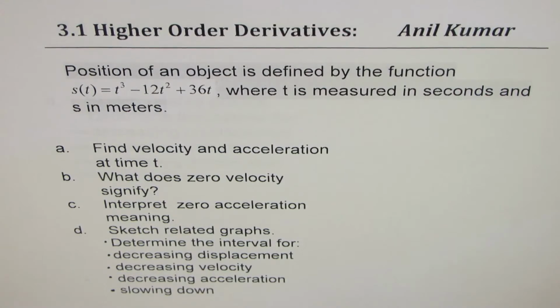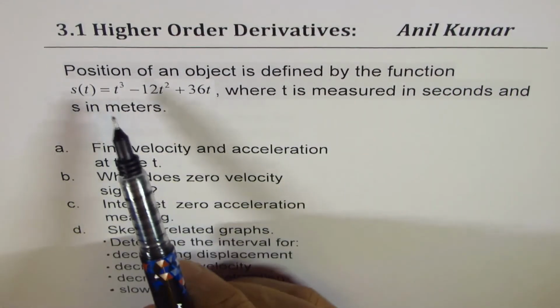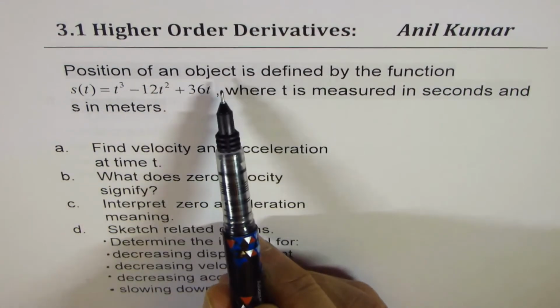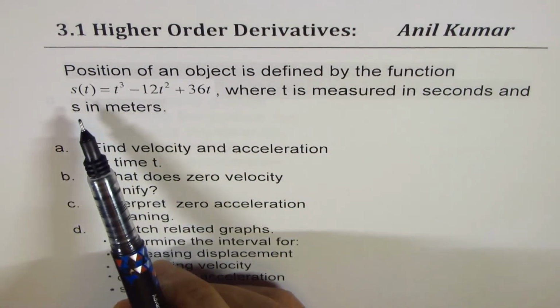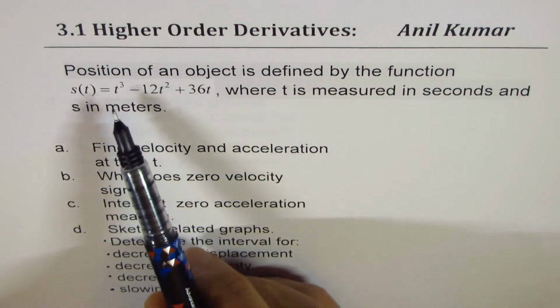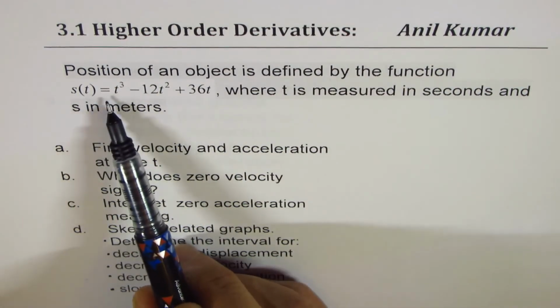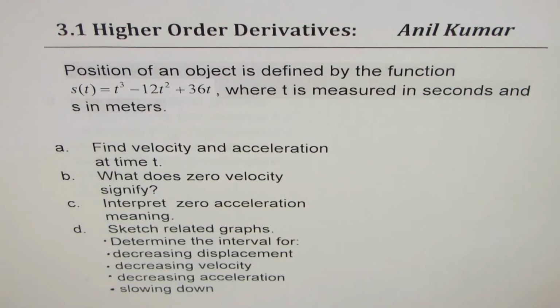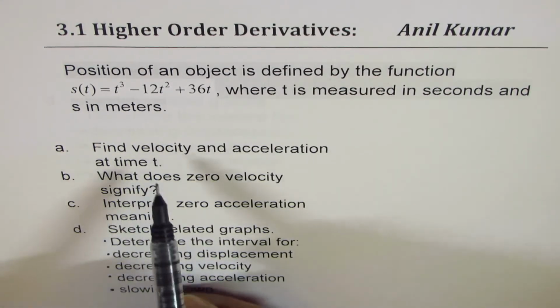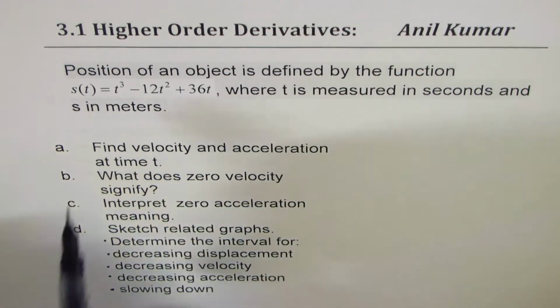I hope you got the answer for this question. Now here is my solution. The question was, the position of an object is defined by the function s of t equals t cubed minus 12t squared plus 36t, where time is in seconds and displacement in meters. We need to find velocity and acceleration.